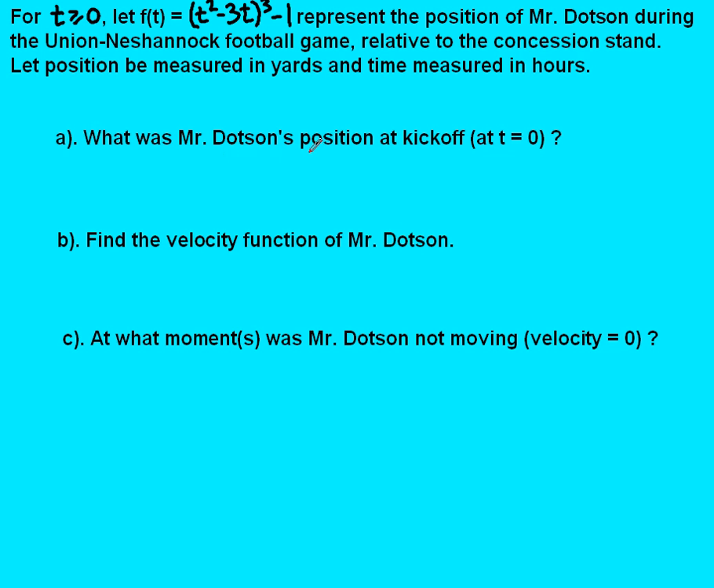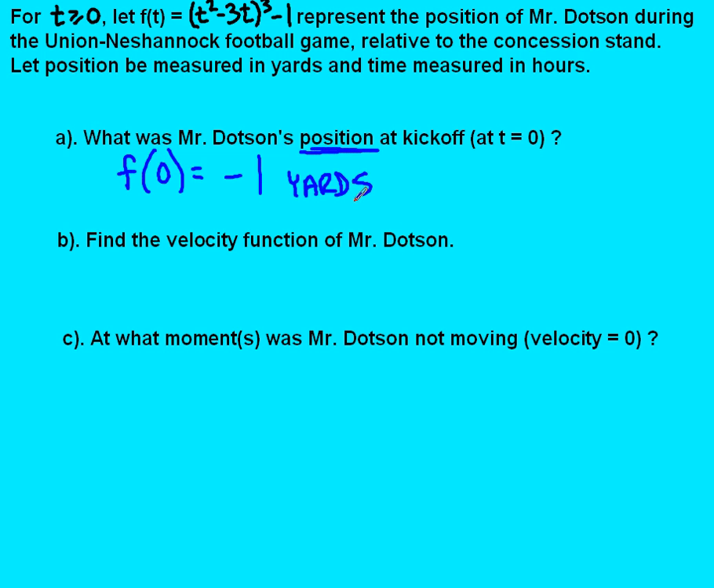Okay, so what should I be looking at? What function? I should be looking at the position function, which is what was given to us. So we want to look at the position at time equals 0. What that means is I'm literally just going to plug in 0 into this equation. So 0 squared is 0, minus 3 times 0 is still 0, 0 cubed is still 0, minus 1. So my answer is -1 yards, because my unit there is yards.